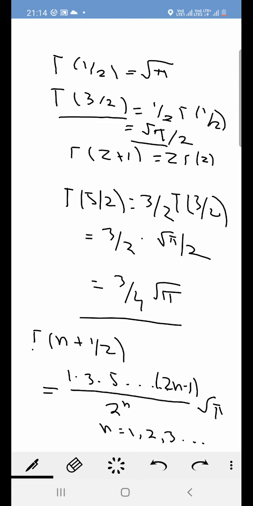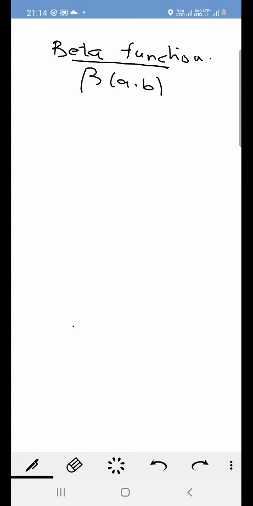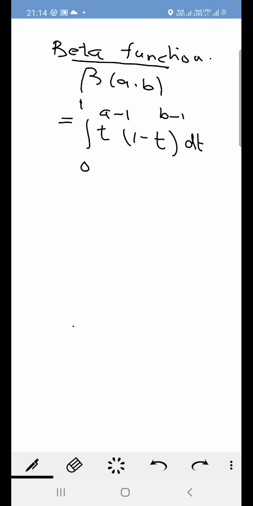Now, apart from the gamma function, there is one more important function, which is called the beta function. It is expressed as beta, and it has two variables a and b. So we can present the beta function as equal to integral 0 to 1 t to the power a minus 1 into 1 minus t to the power b minus 1 dt, where a is greater than 0 and also b is greater than 0. This is the expression for the beta function.